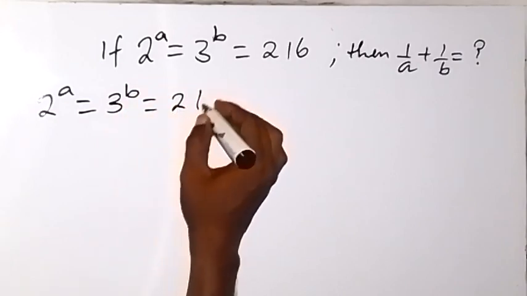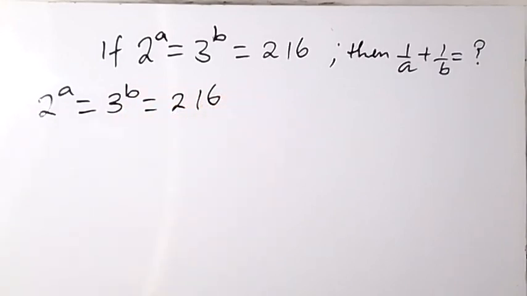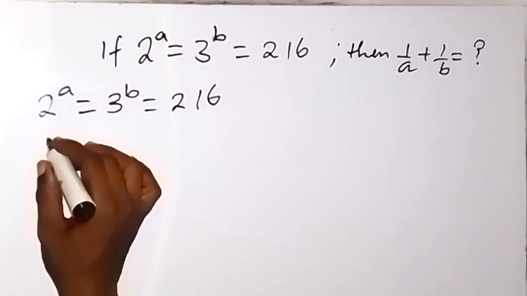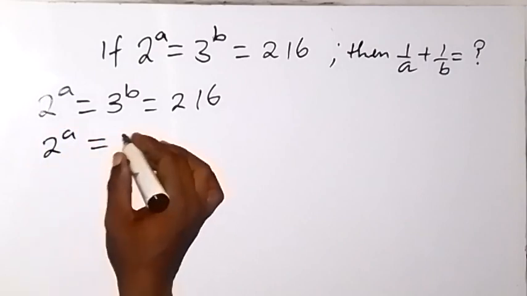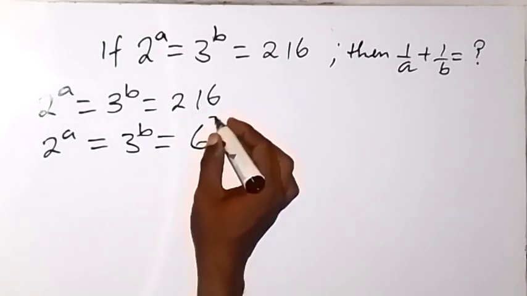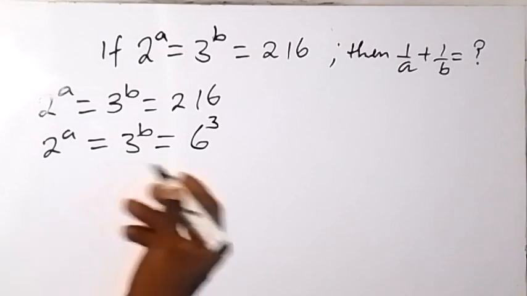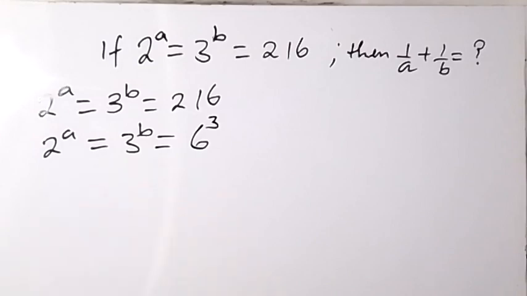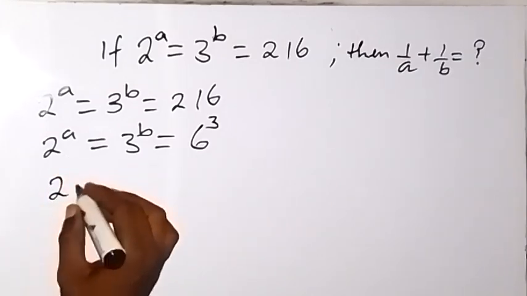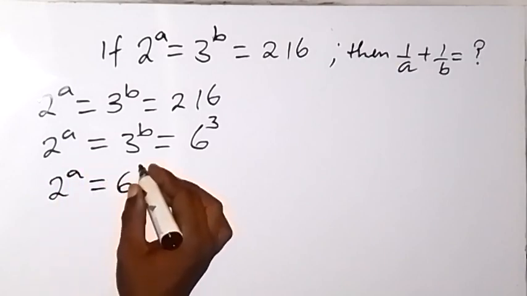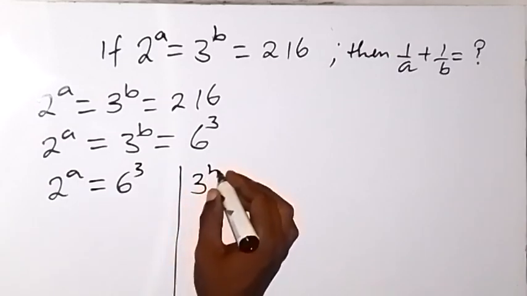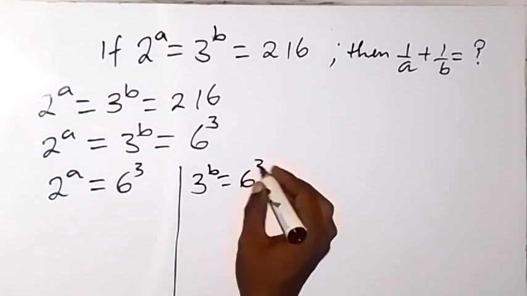then equals 216. We can separate this, and first let's write this as 2 raised to power a equals 3 raised to power b, then equals 216, which can be written as 6 raised to power 3. And when we separate this now, we can see that all of these are equal. So let me equate: 2 raised to power a equals 6 raised to power 3, and also 3 raised to power b equals 6 raised to power 3.